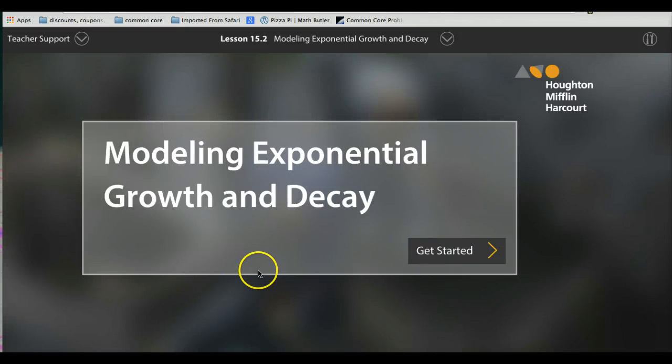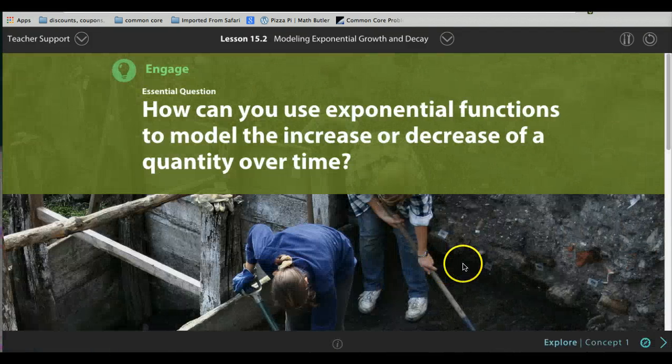Okay, class, so now we're going to be working on lesson 15.2, modeling exponential growth and decay. So, of course, you're going to first start out by writing your essential question. How can you use exponential functions to model the increase or decrease of a quantity over time?